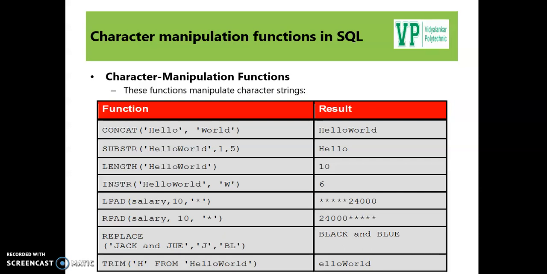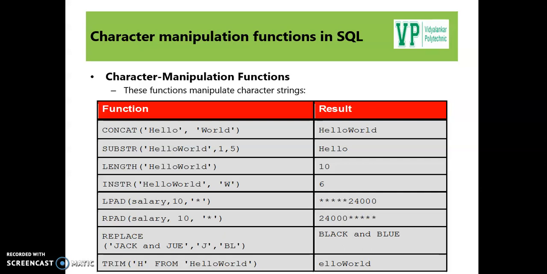So H is on the first position, whereas o, small o, is on the fifth position. If you skip the ending index, it means there is no ending index, and the substring function considers the end character of the entire word. The next function is the length function.